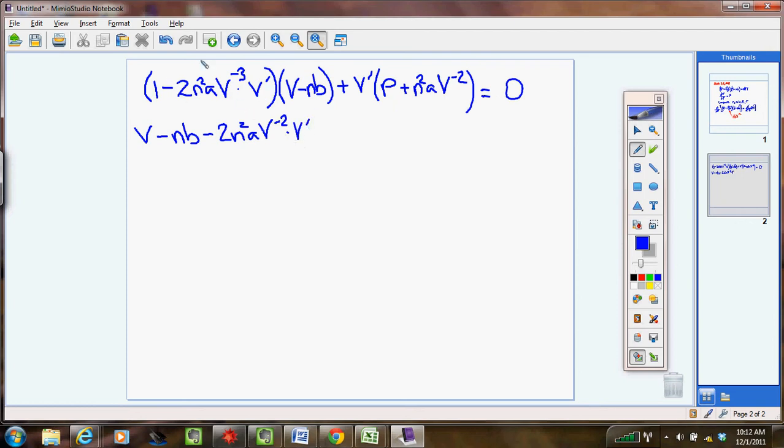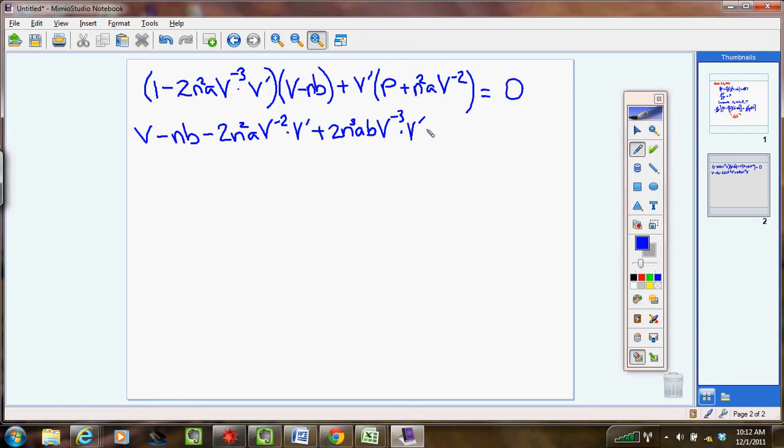Now I got to distribute this second term to the second term over here. The negative times the negative is going to become a plus. The 2 is still there. I'm going to have an n cubed for the n squared times the n. I'm going to have the factor of a. I'm going to have the factor of b. So I'm going to have the factor of v to the power of negative 3 times v prime. Okay, don't want to forget that.